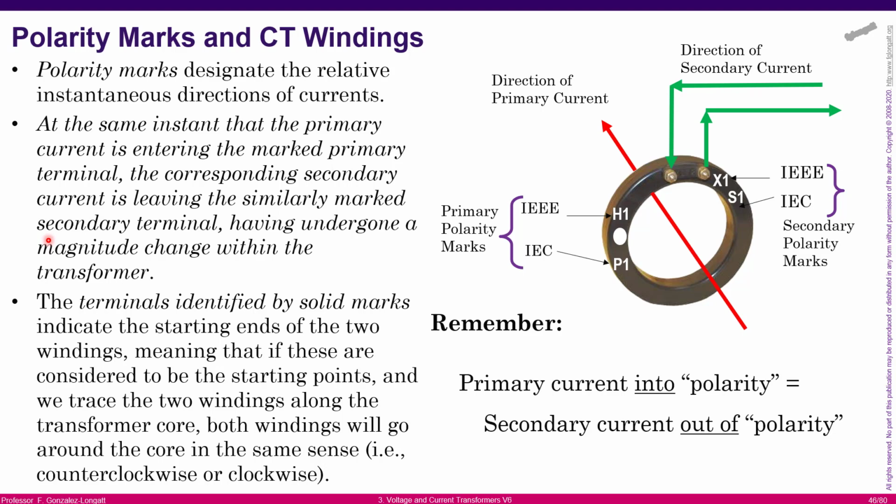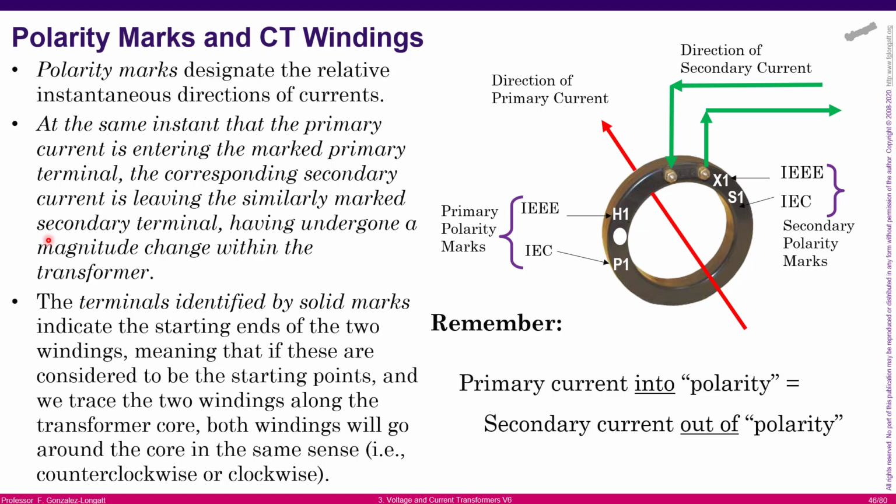At the same instant that the primary current is entering the marked or dotted primary terminal, the corresponding secondary current, the current on the secondary, is leaving the similarly marked secondary terminal. Okay. In theory, it is some marking that is similar to the two winding transformer. Okay, the power transformer.